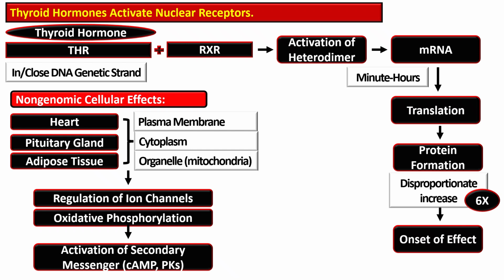So in the heart, the effect is on the plasma membrane; in the pituitary gland, the effect is in the cytoplasm, while in the adipose tissue, the main effect is in the mitochondria. So this dual nature, genomic and non-genomic, of the thyroid hormone explains both slow sustained effects, that is the metabolic rate, and rapid effects, that is the heart rate change.